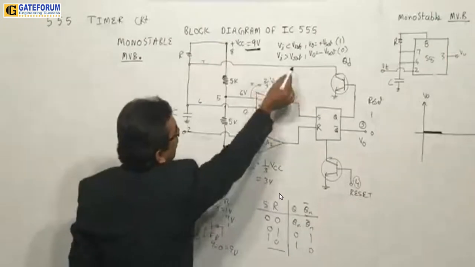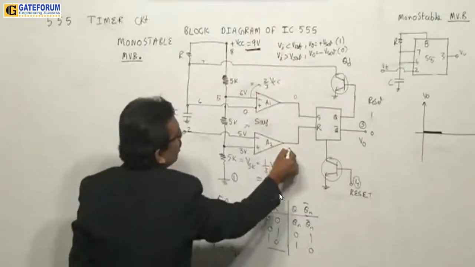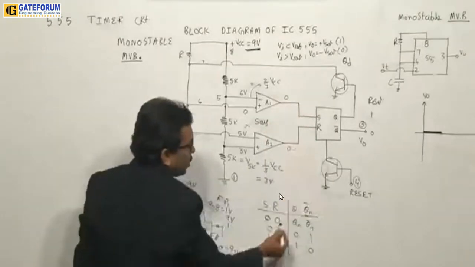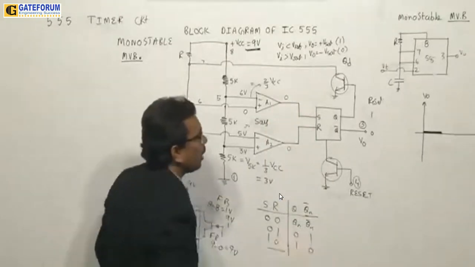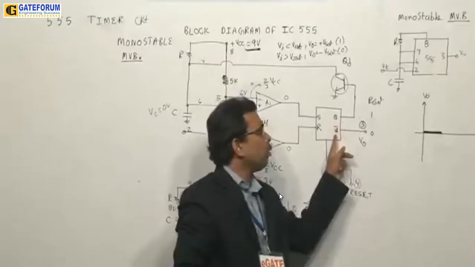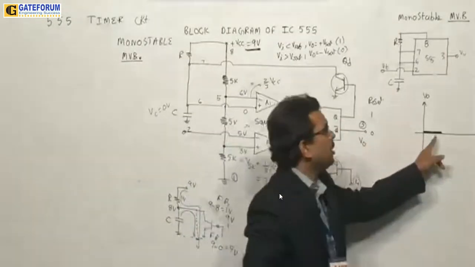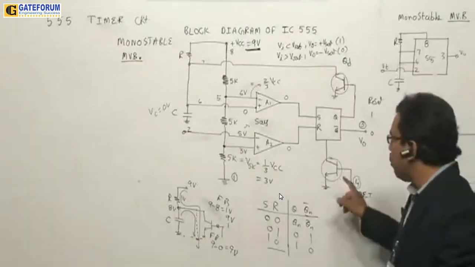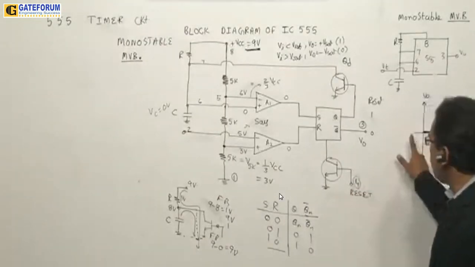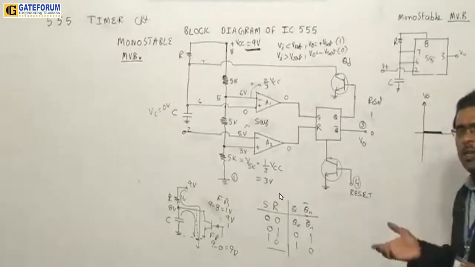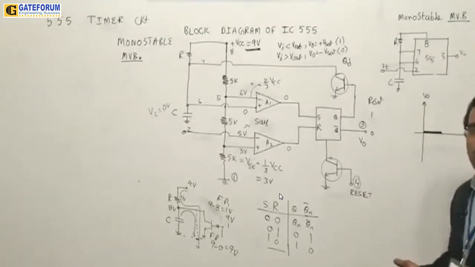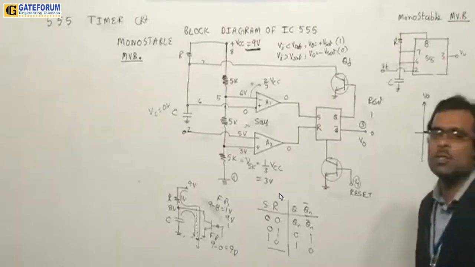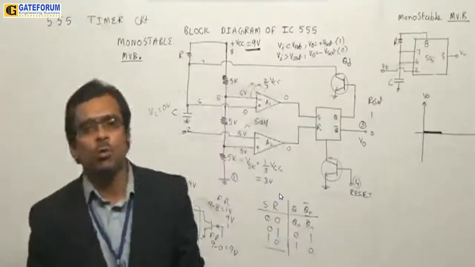Now the input is greater than the reference. Input greater than reference, output should be 0. So this circuit output is also at 0. Now if S is 0 and R is 0, you will have Qn bar. It means Q is 1 and Qn bar is 0. It means the circuit remains in the same state. What you have reset is only going to continue, because you did not give any trigger for the monostable multivibrator. There is no change. It is in a stable state.